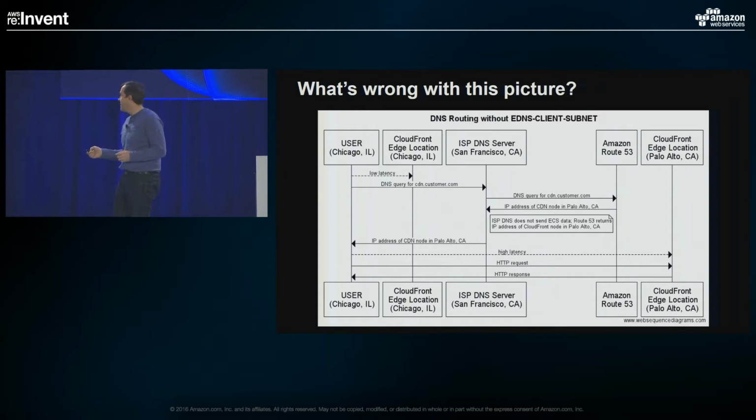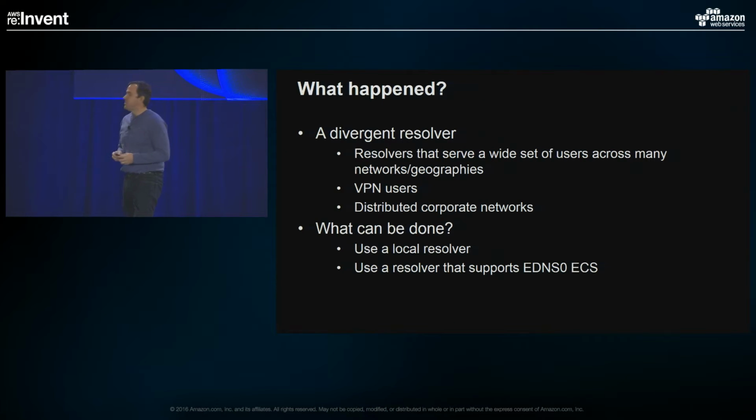What we see is the ISP's DNS server. So we say, hey, great, we've got locations in the San Francisco area. We send the address of one of our Palo Alto locations. So the IP address of the Palo Alto location goes back to the viewer. And now this viewer in Chicago is getting a higher latency experience than they would otherwise because they're talking to that edge location in Palo Alto instead of the one in Chicago. So what happened? This is what we refer to within CloudFront as a divergent resolver.